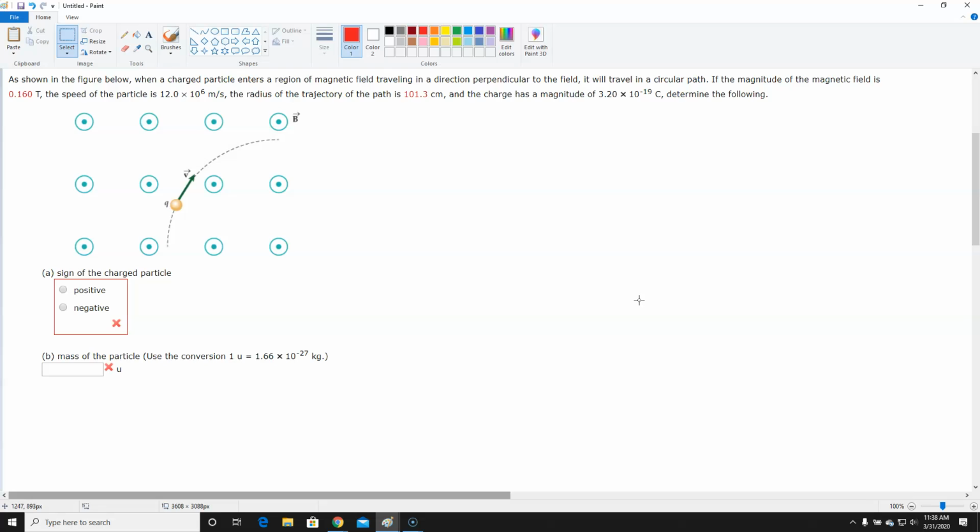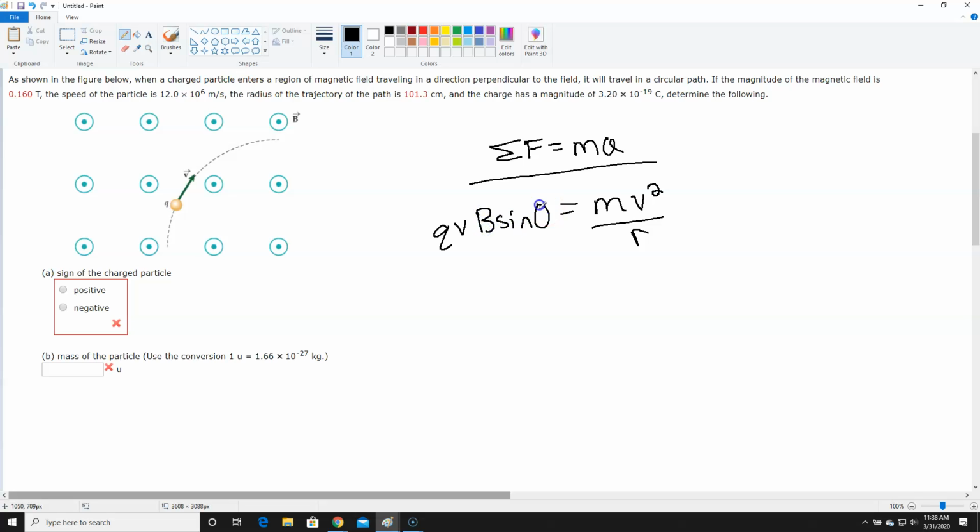So the first question talks about a charge going into a magnetic field, and we are given some information about it, and it's asking us what is the sign of the particle and what is the mass of the particle. So in this particular case, the summation of forces equals mass times acceleration, but the acceleration is going to be circular acceleration. It doesn't actually speed up the particle. All it does is change its direction.